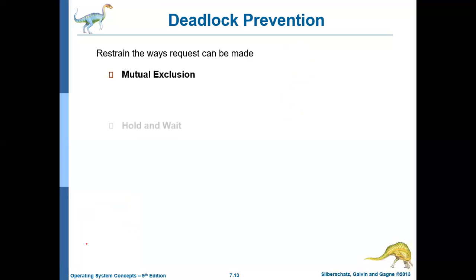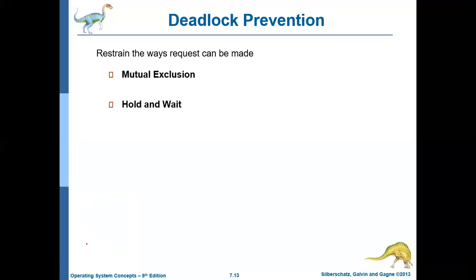Okay. The next is hold and wait. So hold and wait, what does it say? The logic of hold and wait is that a process is holding one resource and waiting for another resource. Here we are talking about an individual process. If you take an individual process, it is holding one resource and it is waiting for another resource. So now we discuss how to avoid hold and wait.